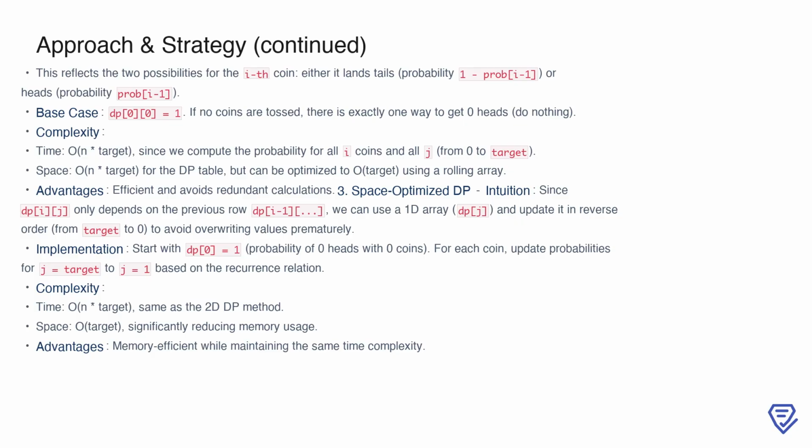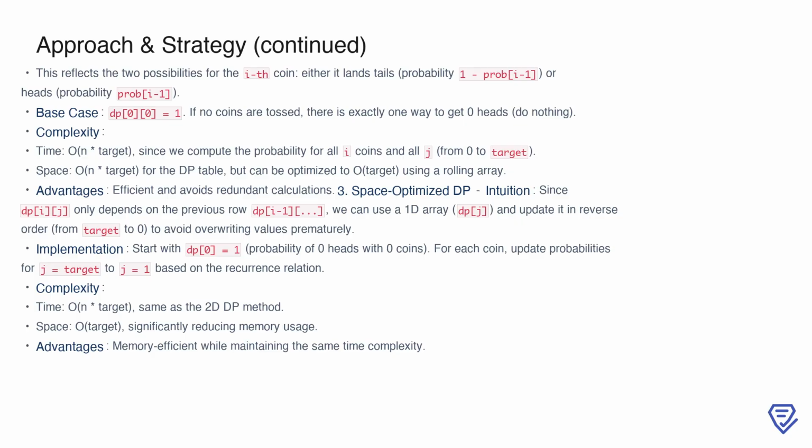The time complexity of this approach is O(n times target), since we process each coin across all possible target values. The space complexity is also O(n times target), because we maintain the full DP table. However, this can be optimized further. By observing that each state in the DP table only depends on the previous row, we can reduce the space complexity to O(target), by using a single 1D array and updating it in reverse order. This ensures that values from the previous iteration are not overwritten prematurely.